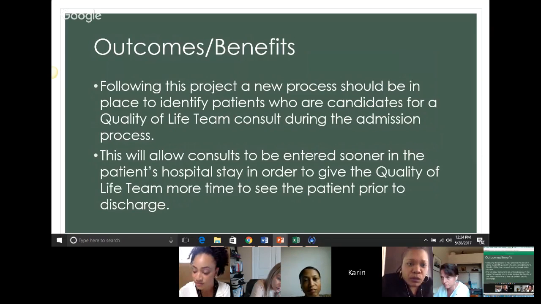The outcome of this project is that following it, there should be a new process in place to identify the patients who are candidates for a quality of life team consult during the admission process, giving the quality of life team more time to see the patients before they're discharged.